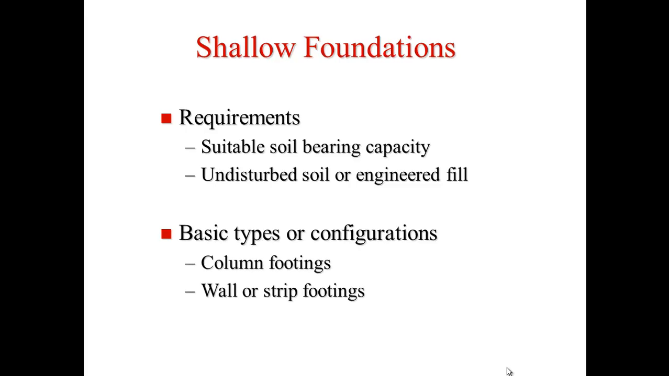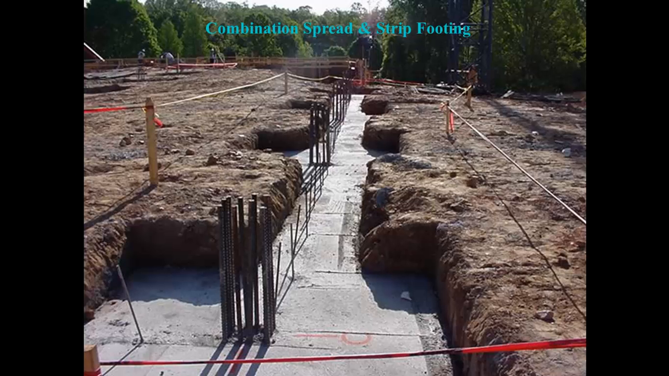Basic types of configurations are column footings or wall or strip footings. The wall or strip footings are what you see in residential construction, where they're pouring a footing around the perimeter of the building and putting their foundation wall on top of it. Generally, the footing is about twice as wide as the wall itself. If you've got an 8-inch thick wall, you're going to put in a 16-inch footing, depending on what your soil bearing is, but that's normally the configuration.